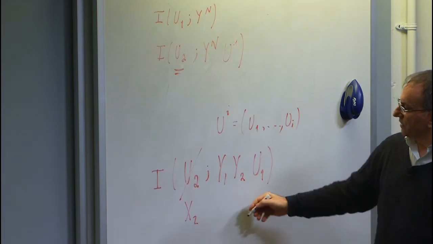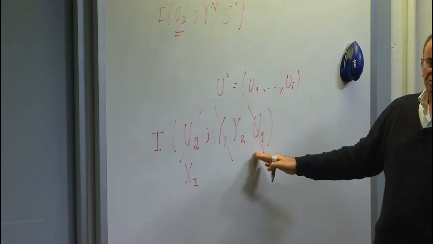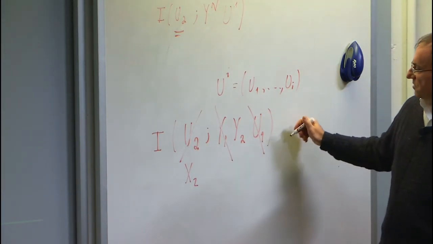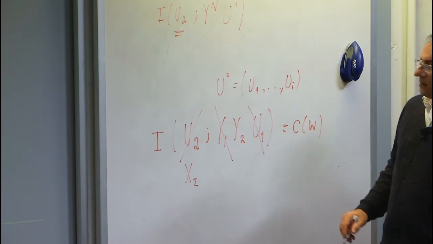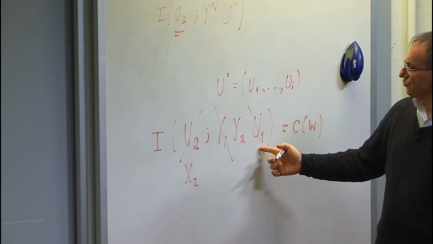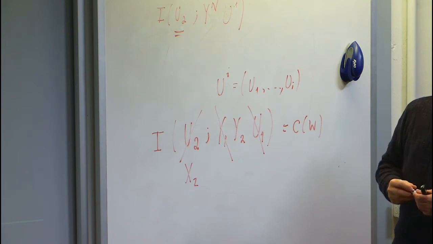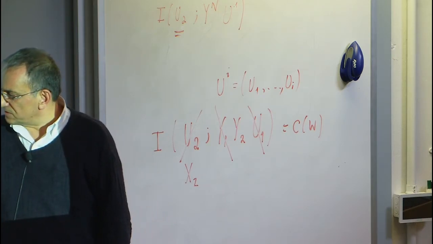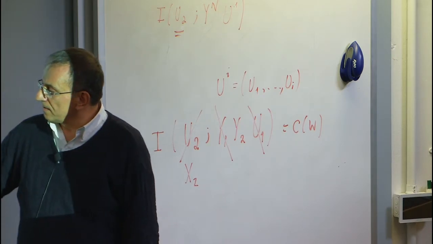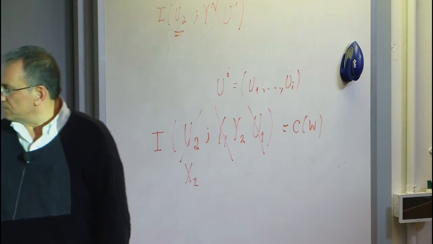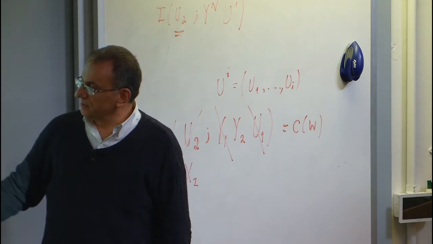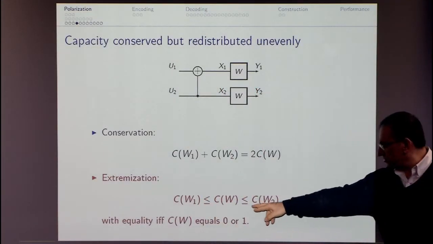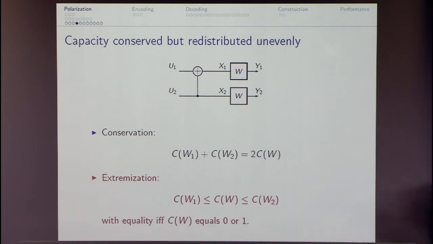Okay, so if I throw away these terms and look at only the mutual information from X2 to Y2, this is equal to C of W. So these other things, Y1 and U1, can only help you. So it is pretty clear that this term here is greater than or equal to that. And this inequality follows from the conservation then. It's not difficult to see that this is true directly either, but it's trivial to see that this inequality holds.